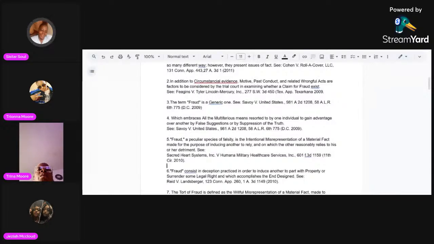Another fraud, a peculiar species or falsity in the intentional representation of a material fact made for the purpose of inducing another to rely on it, or which the other reasonably relies on to his own detriment. See Sacred Heart Systems. Now, this I would think would apply to something with Prospect Studios.